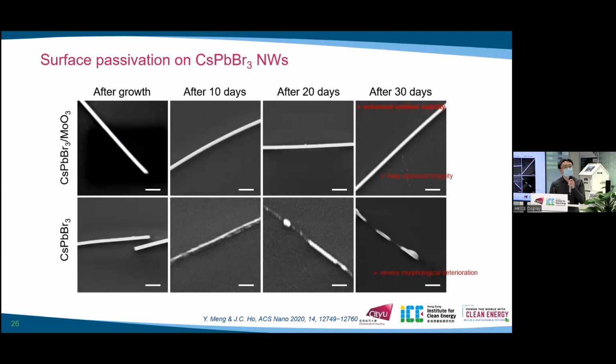We also use SEM to check the morphology evolution of the nanowire with time. The core-shell nanowire can keep the structural integrity even after storing in ambient for 30 days. But under the same condition, the pristine cesium-lead bromide-3 nanowire shows severe morphological deterioration.